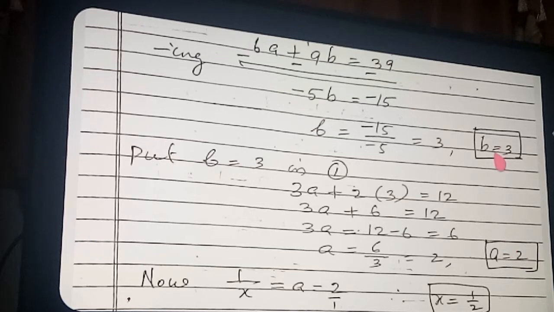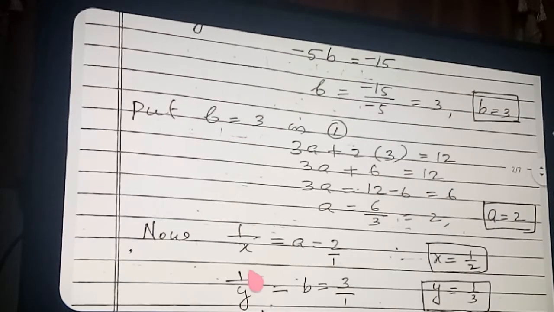Now you got which values? a and b you got. That is not your question. Your question was given in terms of x and y. So from this a and b, you find the value of x and y. Okay, so this is a very important point.